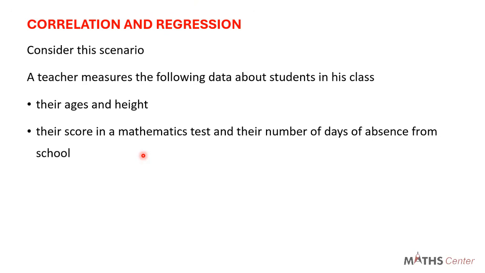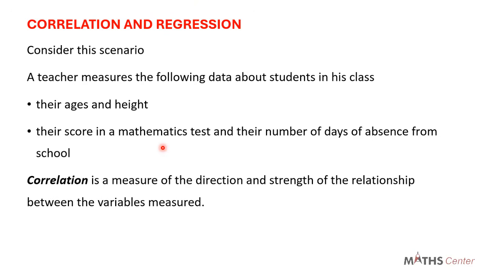So you can see that in both scenarios here, there is a relationship that exists between the variables, but there are two different kinds of relationships. For the first one, as one variable increases, the other increases. As the age increases, the height increases. For the second one, as one variable increases, the other decreases. So as the number of days of absence increases, the score in the mathematics test decreases.